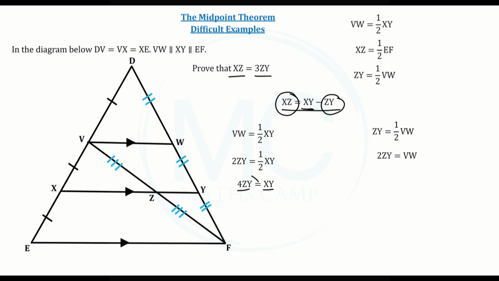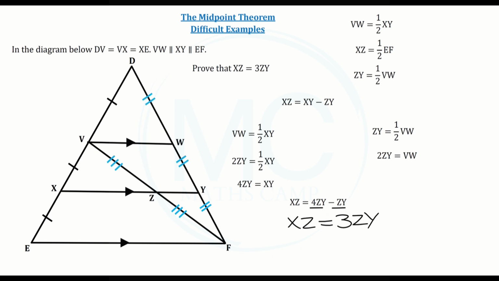So let's substitute 4ZY into our equation up here, and we can say XZ is equal to, instead of XY, we're going to say 4ZY minus ZY. Now, ZY and ZY tells us we're working with like terms. So now we can simplify, and we say XZ is equal to 4ZY minus ZY, which leaves us with 3ZY. And we have now proved this equation.